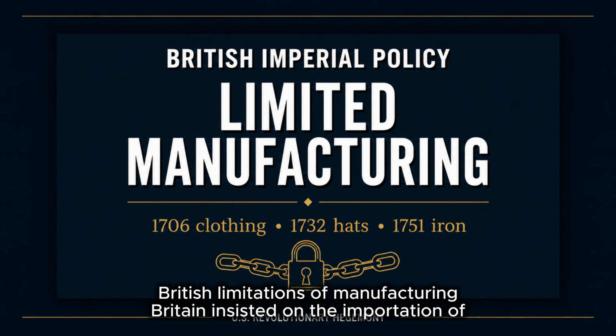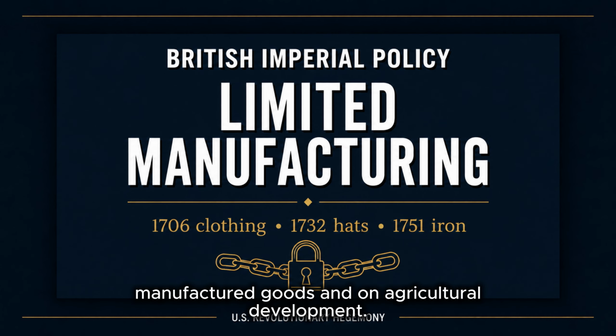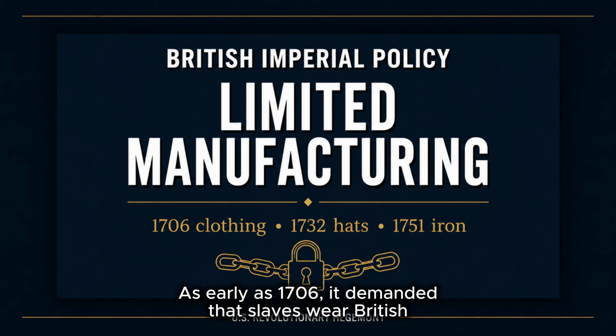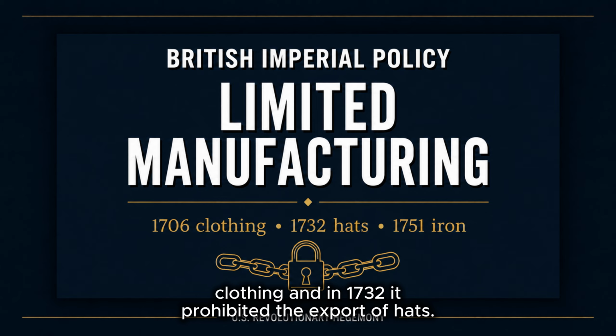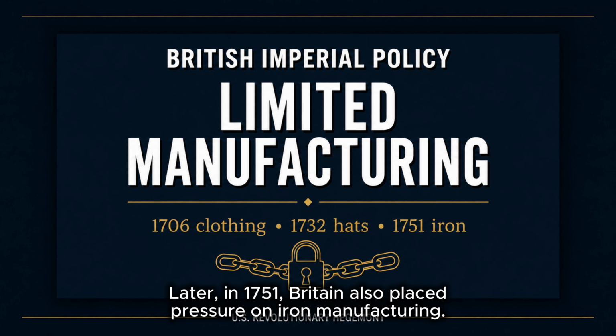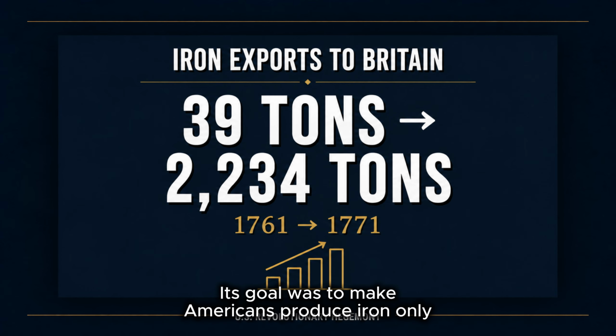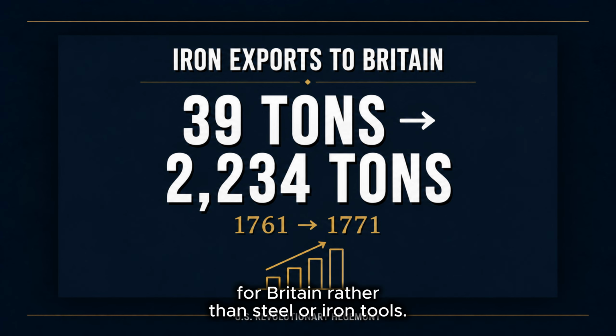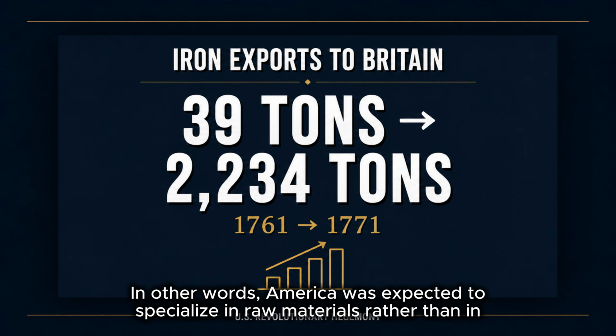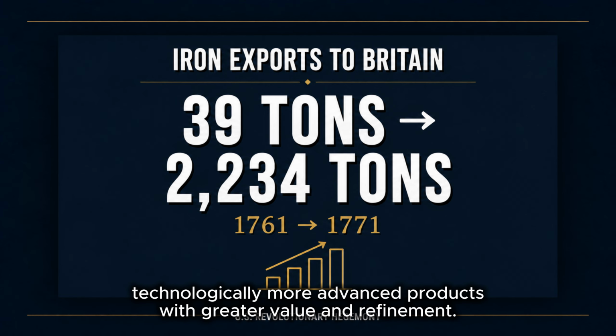British limitations of manufacturing. Britain insisted on the importation of manufactured goods and on agricultural development. As early as 1706, it demanded that slaves wear British clothing, and in 1732 it prohibited the export of hats. Later, in 1751, Britain also placed pressure on iron manufacturing. Its goal was to make Americans produce iron only for Britain rather than steel or iron tools. In other words, America was expected to specialize in raw materials rather than in technologically more advanced products with greater value and refinement.